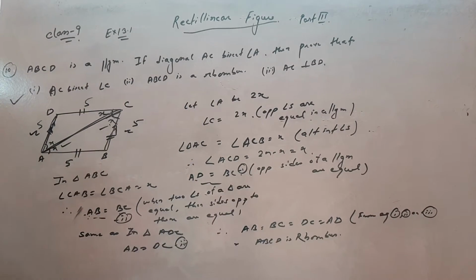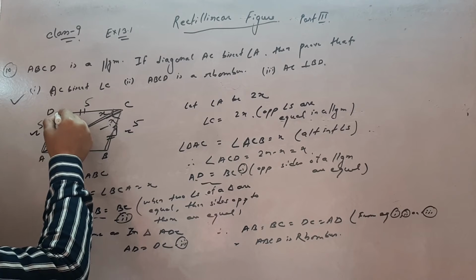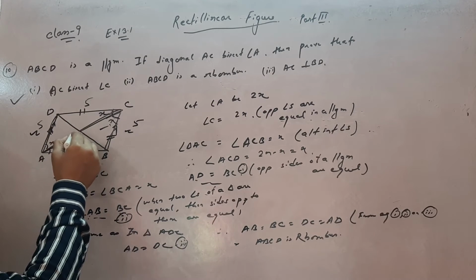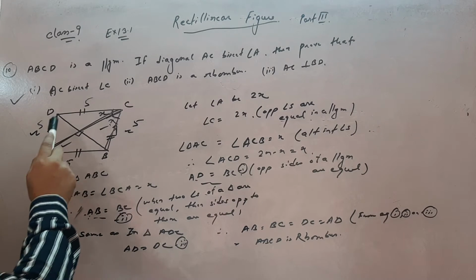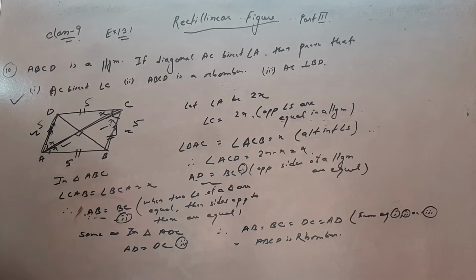Okay, now it's turn to prove that AC is perpendicular to BD. That means AC perpendicular to BD, creating angle 90. Okay, so this is a rhombus. We already proved that ABCD is a rhombus, and we know that the diagonals of a rhombus intersect at right angles.